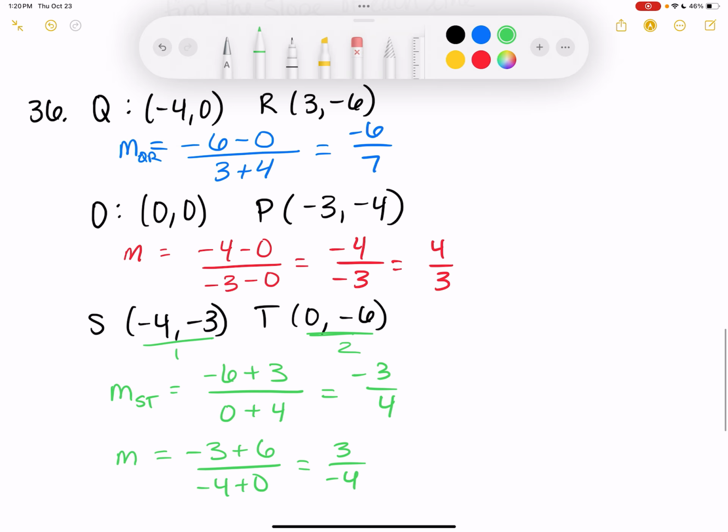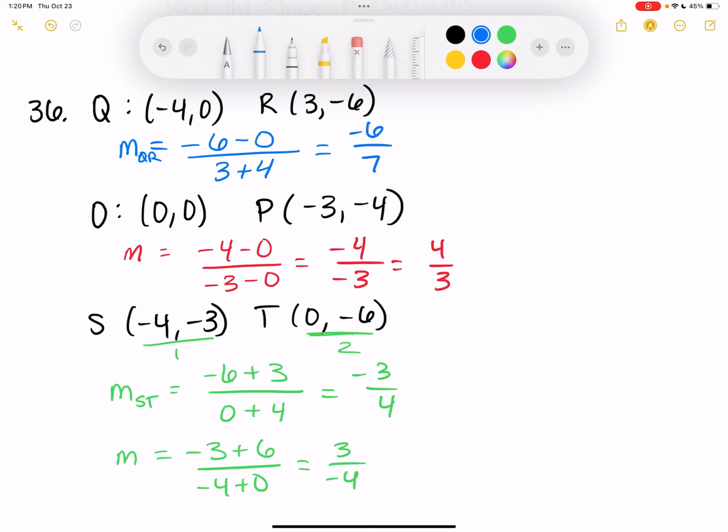So are any of these lines parallel? OP and ST are... Wait. I asked if any of them are parallel. Wait, but aren't they? I thought R was negative. O and S, right? Or no? None of the lines are parallel.